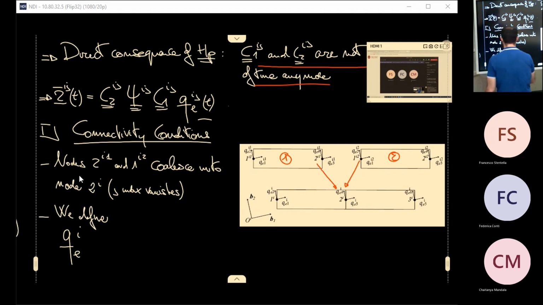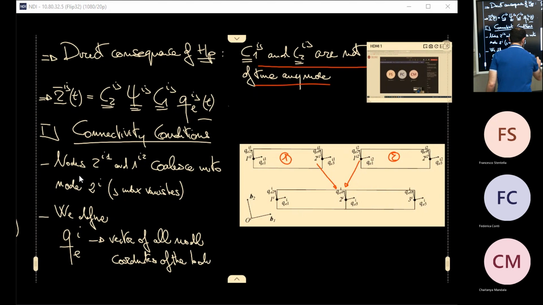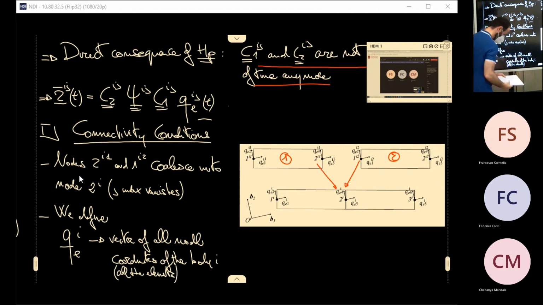So this is the vector of all nodal coordinates of the body I, of all the elements.